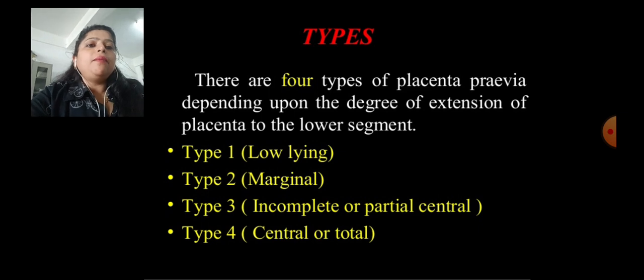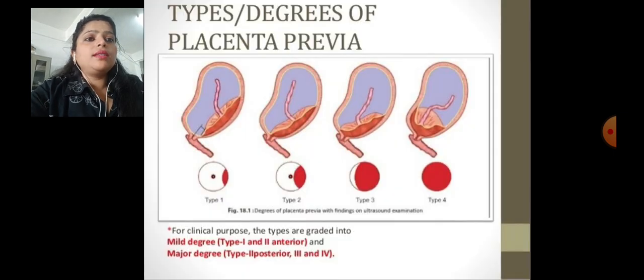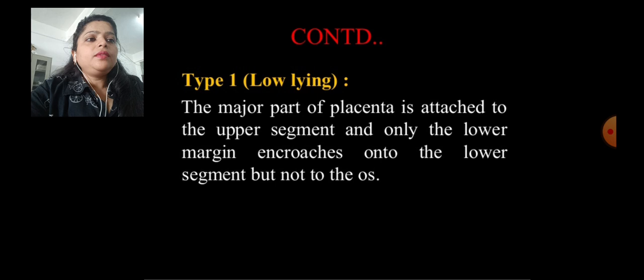So type 1 is known as low lying, type 2 is considered as marginal, type 3 is incomplete or partial central, and type 4 is known as central or total. So there are 4 types of placenta previa depending on the degree of extension of placenta to the lower uterine segment. Dealing with the first type of placenta previa, that one is the low lying.